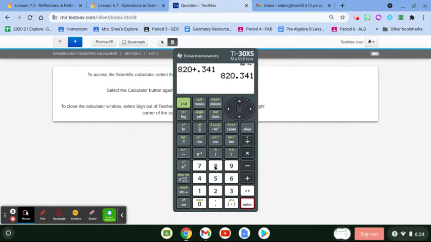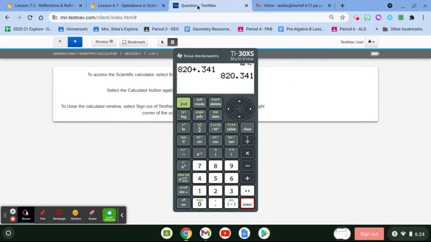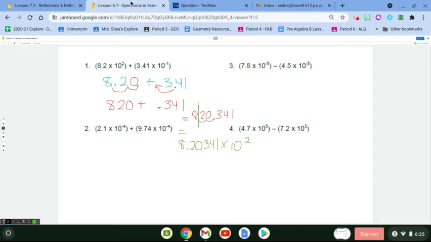Now we want to make sure that we get the same result back. So let's see if we did this correctly. Here's the work behind it: 8.20341 times 10 to the second power. Here I'm going to try it on my calculator. And you can see that I got the same result back. So again, I'm using my calculator, but I also am getting the same result by converting between scientific notation and standard form. I'm going to save question number 2 for you to complete in a moment, but let's try out this next problem.